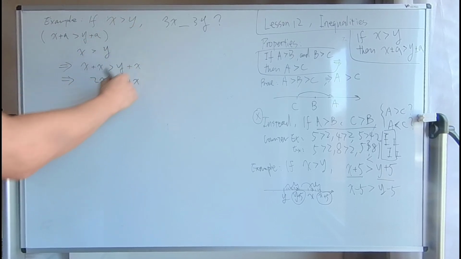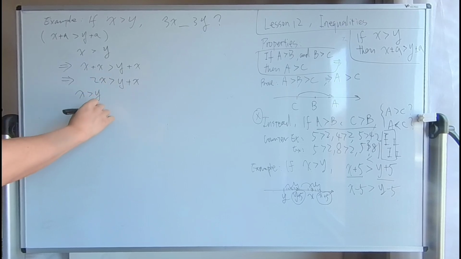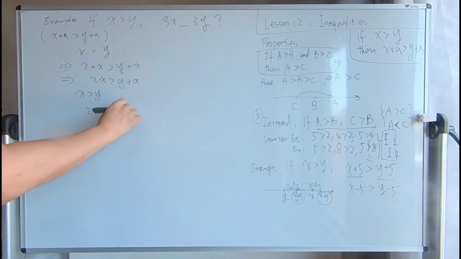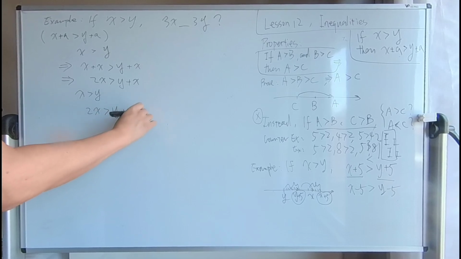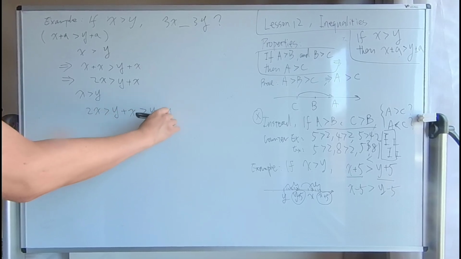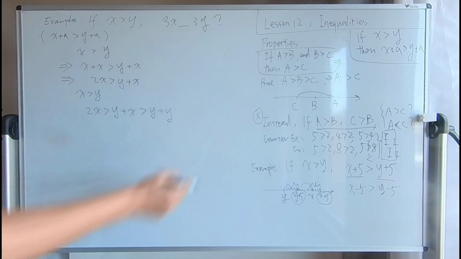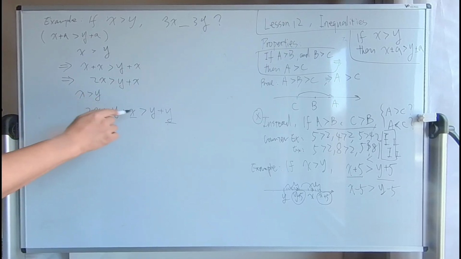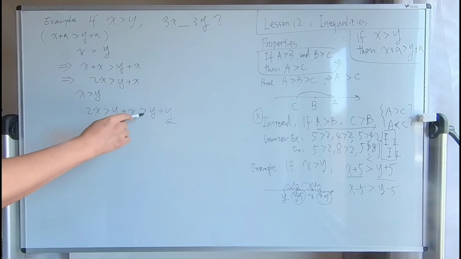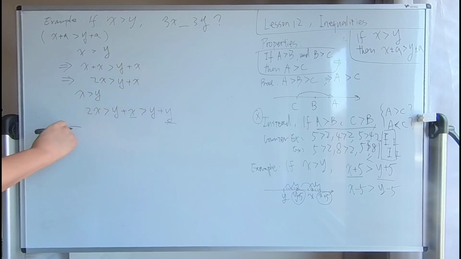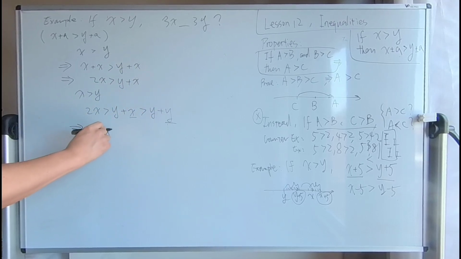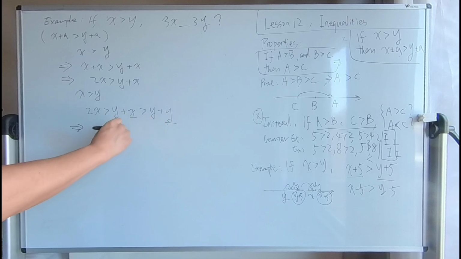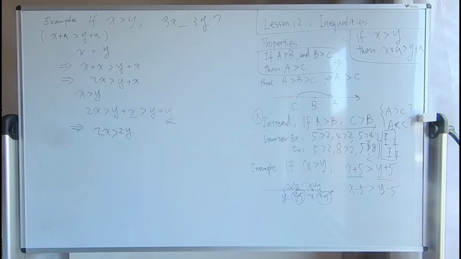Now I know that x is greater than y, so that y plus x is greater than y plus y. Now I'm using this property that I just learned. This passes through because x is greater than y. So y plus x is greater than y plus y. Now I have 2x greater than 2y by just simplifying it by combining the terms.